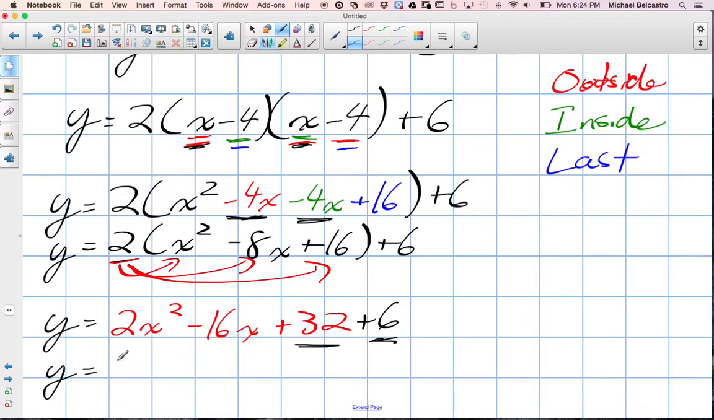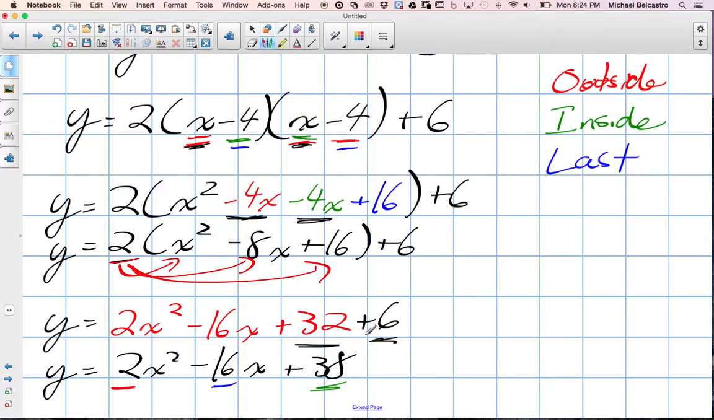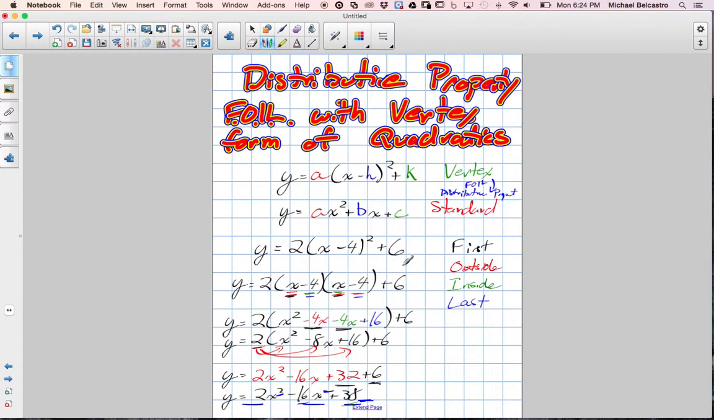So we get y is equal to 2x squared minus 16x plus 38. And lo and behold, we're in our standard form again. This is our a value, this is our b value, and this is our c value. So we have nowhere else to simplify. Power of 2, power of 1, no exponent. And there's just our three terms, which is exactly what our standard form is for a quadratic.